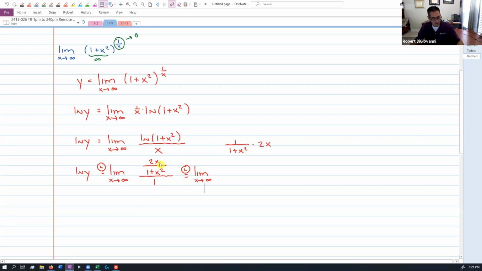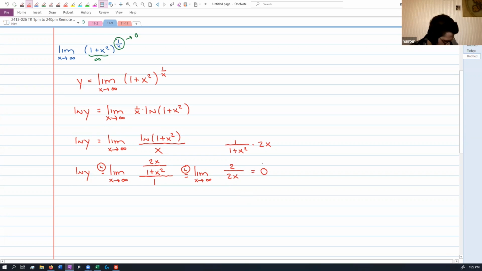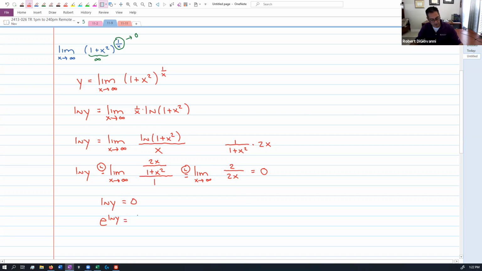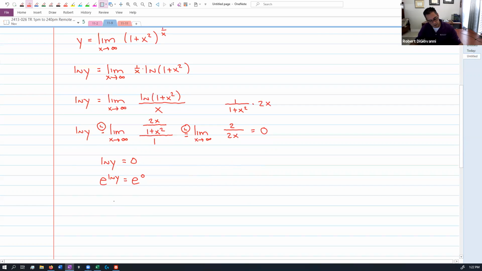If I do that on the top, I get what? 2, right? And then the bottom, I get 2 over 2x. And then now let x go to infinity. You get 0. So natural log of y equals 0. And then I do e on both sides again to get that y out of the natural log. And we got the same answer as the last one, right? 1 again.